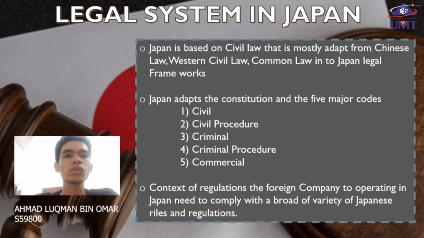Japan adopted the constitution and the five major codes. Number one is civil, number two is civil procedure, number three is criminal, number four is criminal procedure, and number five is commercial.